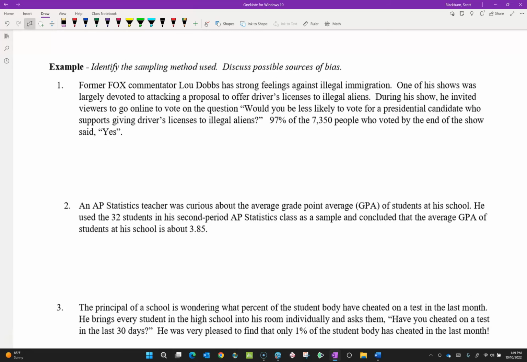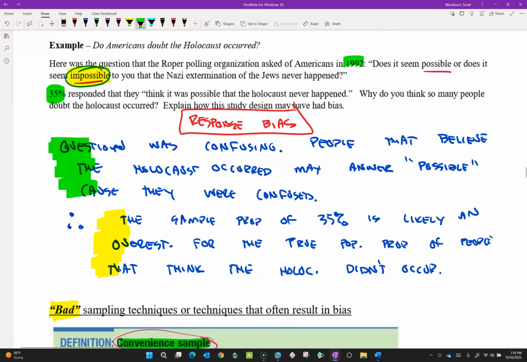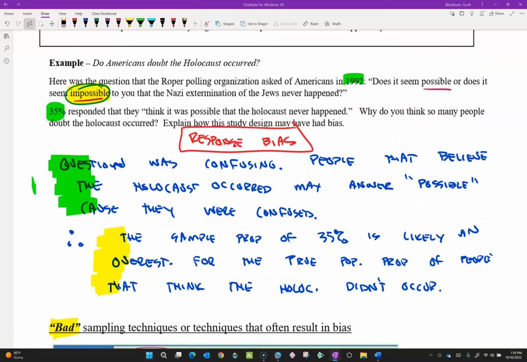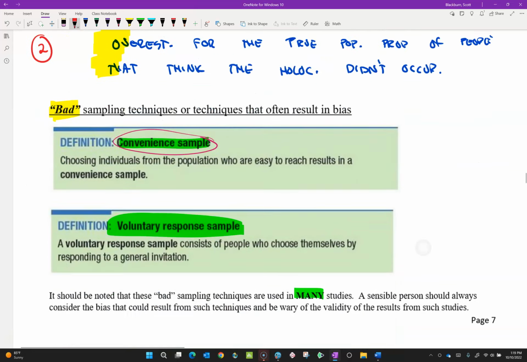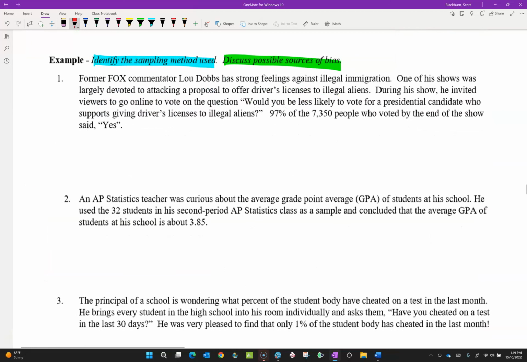All right, identify the sampling method used and discuss possible sources of bias. So this is going to be the quick part. I'm not going to do the whole bias explanation. Remember what we did here? Part 1, why was there bias? Part 2, does the bias result in an over or under estimate for our statistics? I'm not going to do that for each of these. I want to be quicker about it.